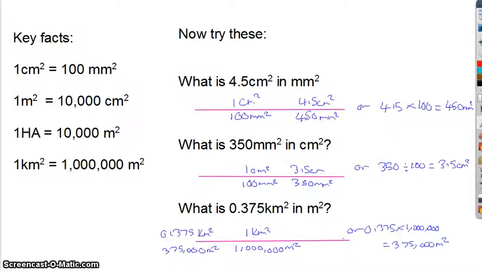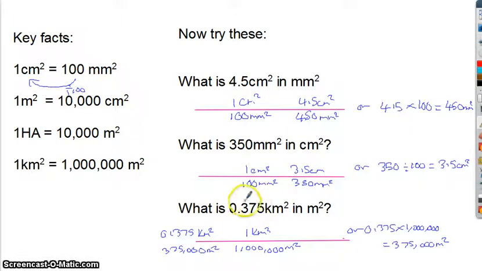Okay, here's the answers I got, in 2 different ways. So the first one, 1 centimetre squared is 100 millimetres squared, so 4.5 centimetres squared would be 450, or you could do 4.5 times 100 gives you 450 millimetres squared. 1 centimetre squared here is 100 millimetres squared, so 350 millimetres squared gives us 3.5 centimetres squared. Or again, you could just do 350 divided by 100, because this time we're going from millimetre squared to centimetre squared. It's that way, so it would be divided by 100.